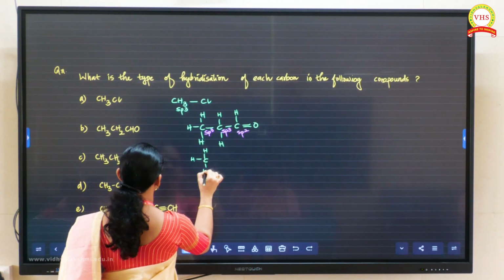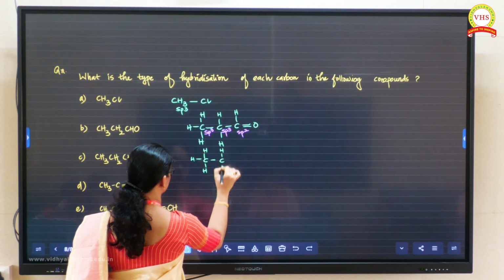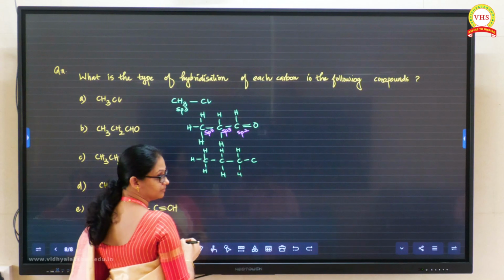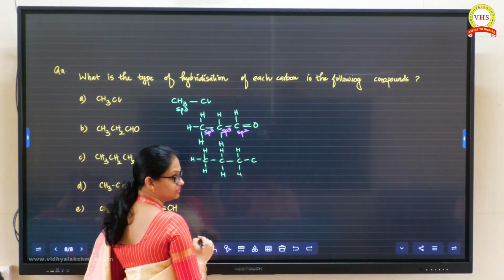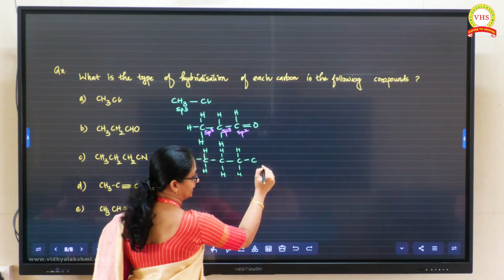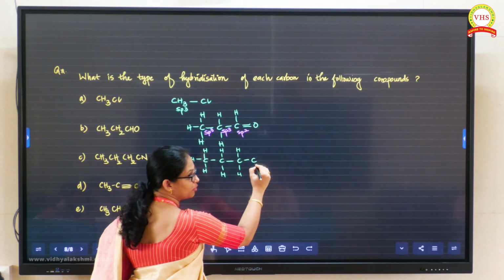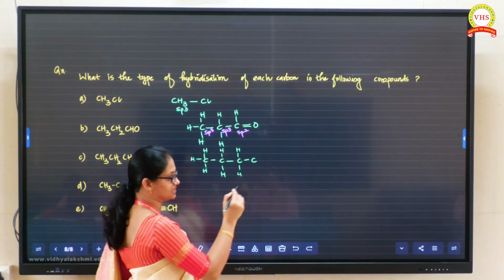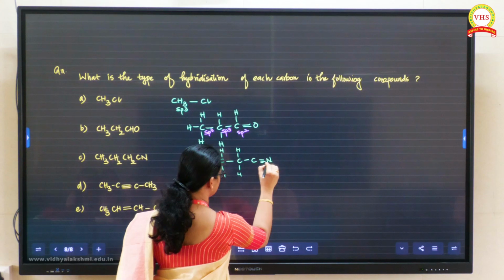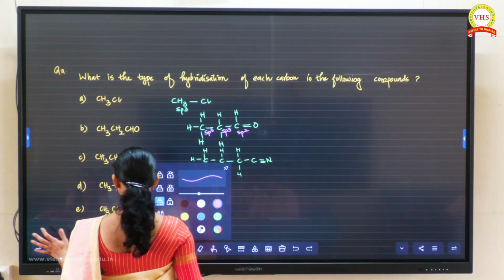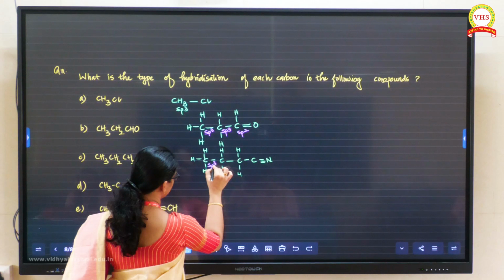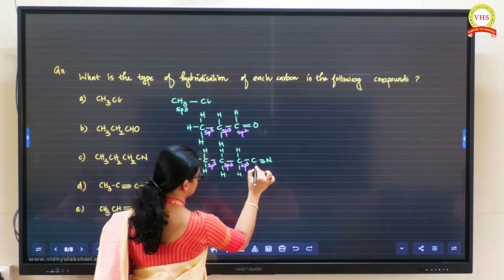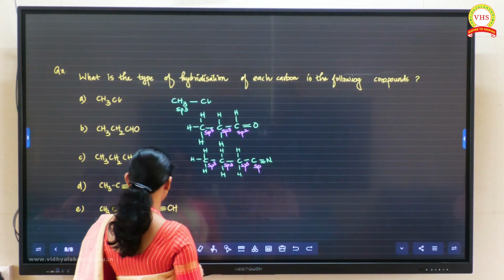Similarly, CH3, CH2, CH2, C. Already one valency is satisfied. So which bond will carbon make with nitrogen? One valency is satisfied, the remaining 3 valencies, so with nitrogen it is a triple bond. Then hybridization: first carbon sp3, sp3, sp3. What is the hybridization of this carbon? sp hybridization.